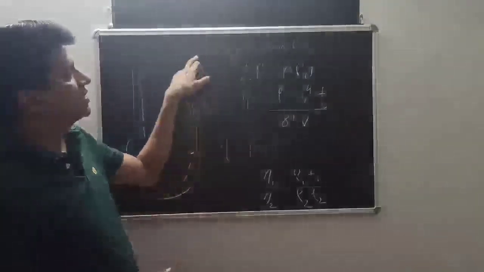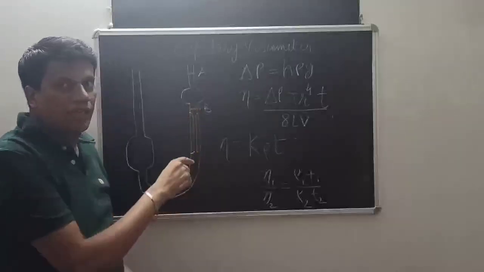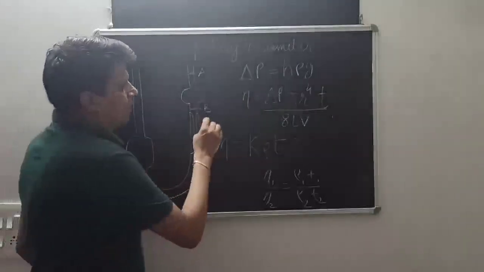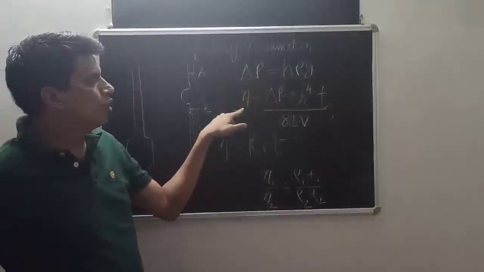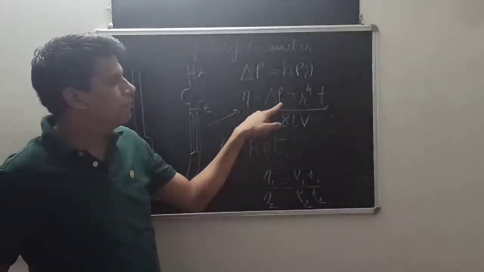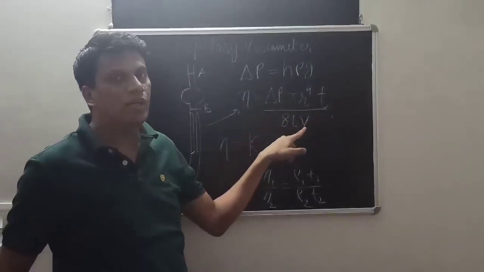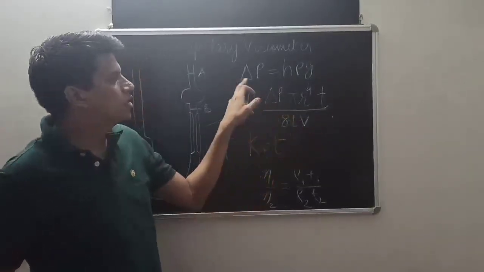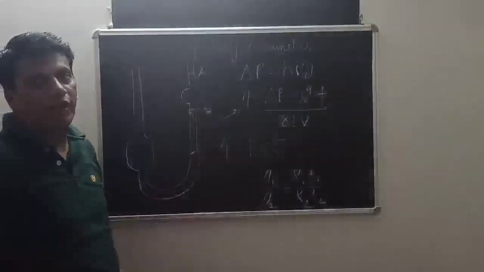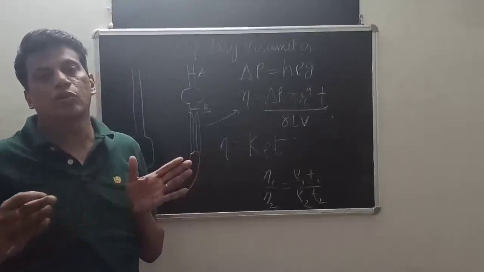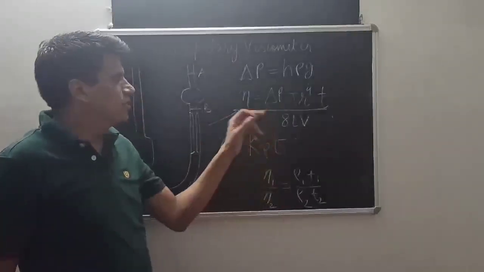Since it is a capillary viscometer, this means there is a capillary, and because of the capillary, Poiseuille's equation comes into play. Viscosity is equal to del P pi r raised to the power 4 T divided by 8 into L into V. This is Poiseuille's equation. This comes into play because there is capillary action, so wherever fluid is moving through a capillary, it is represented by Poiseuille's equation.